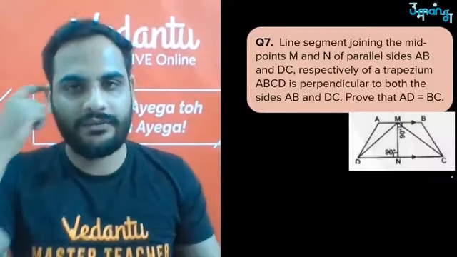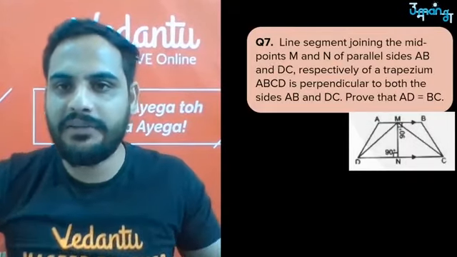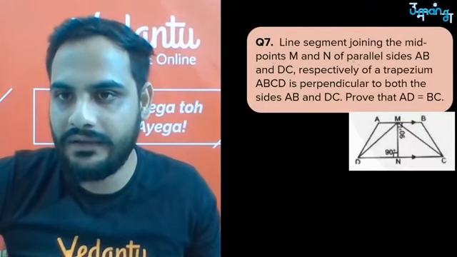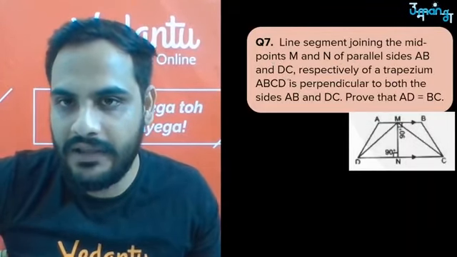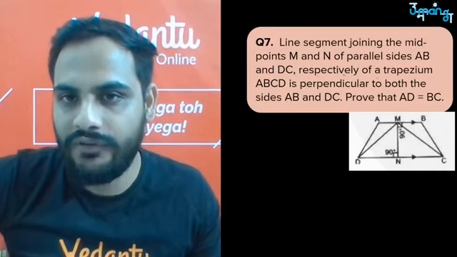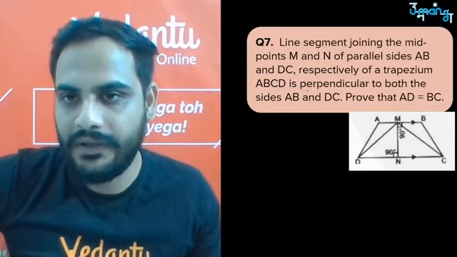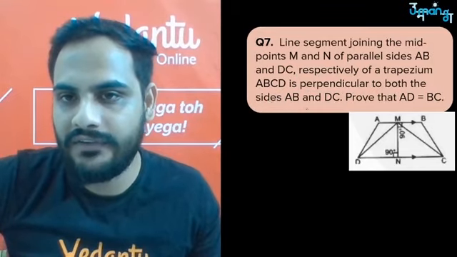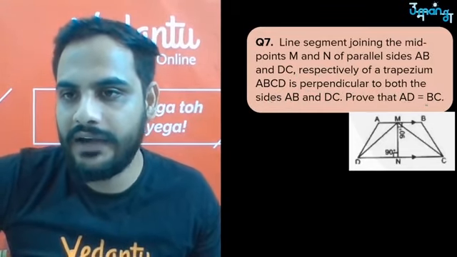Now see the next question. The line segment joining the midpoints M and N of parallel sides AB and DC respectively of a trapezium ABCD is perpendicular to both the sides AB and DC. Prove that AD is equal to BC.